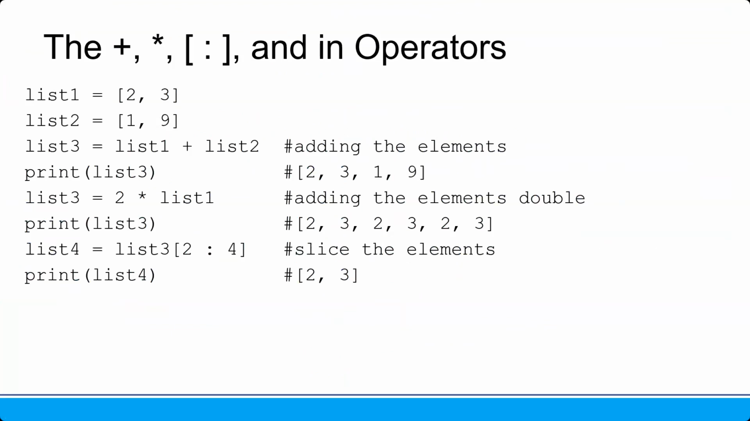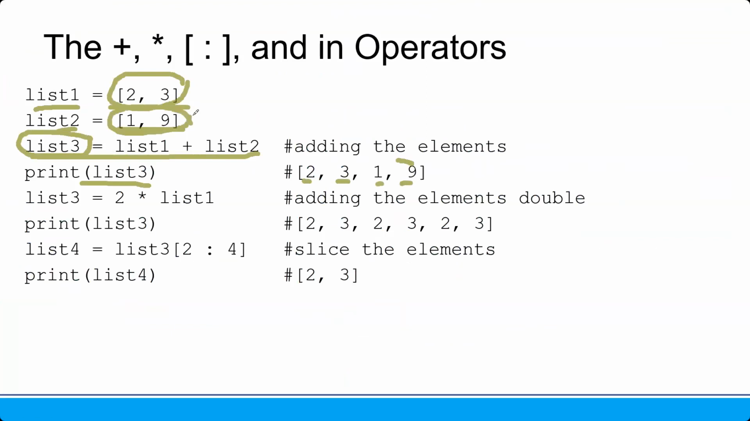Now, there are some ways to work with this kind of list. I think you know, if we have list 1 equals 2, 3, and list 2 equals 1, 9, what is the result of list 3? When we print it, the result is 2 and 3 and 1 and 9. It is the combination of two lists. If we want to multiply by 2, then the result will be 2, 3, 2, 3.